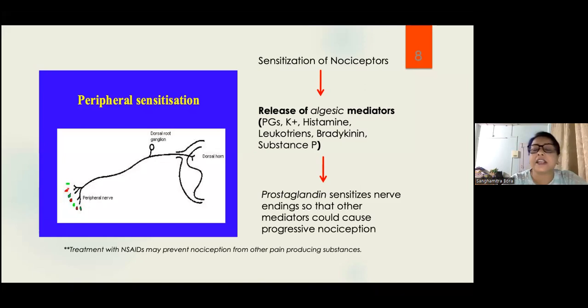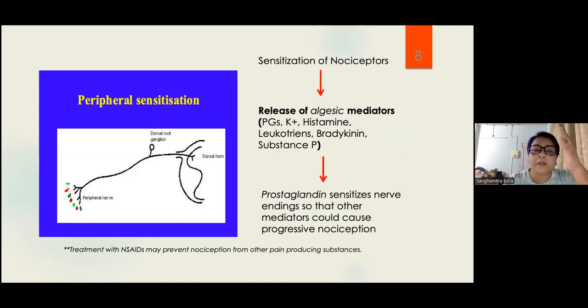The clinical significance at this point is that treatment with NSAIDs may prevent nociception from other pain-producing substances, because we know prostaglandin synthesis is inhibited by NSAIDs. So this is peripheral sensitization.